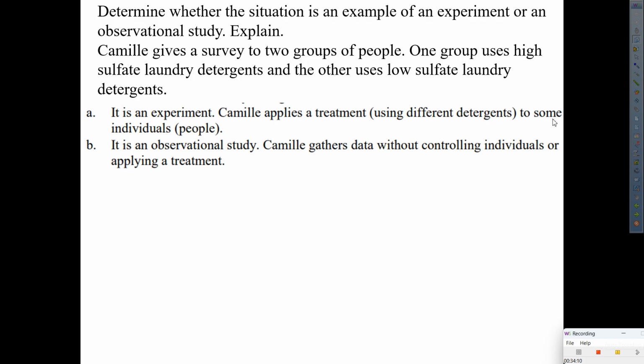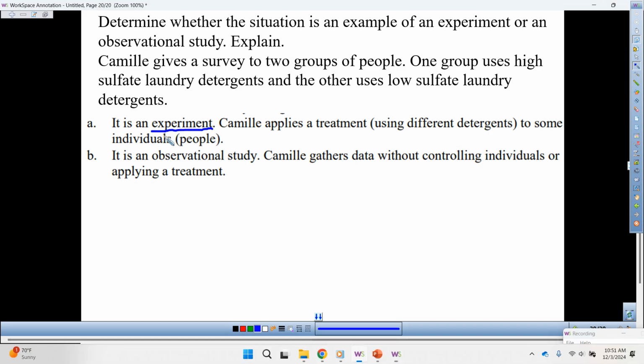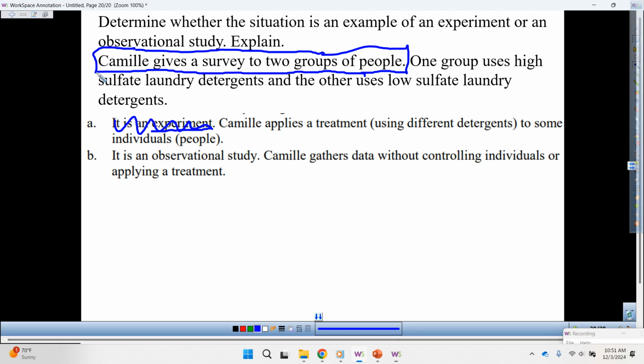So I see a split, but I see the majority of you chose A. Hands if you agree that it's experimental. That is incorrect. You're like, what? Mr. Q, aren't they adding a type of laundry detergent? But let me ask you this. Did Camille give them the detergent? No, she just went to observe those that used a certain type and a certain type. So be careful with these, guys. Make sure you ask that question. Did she or the person manipulate anything in the study? Okay? All right. So the correct answer was B.